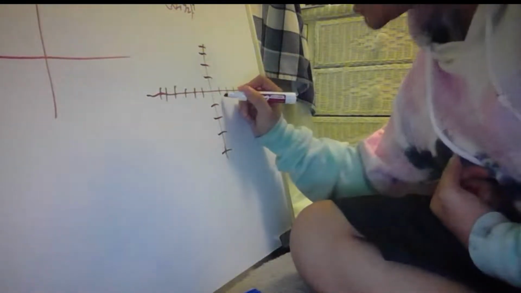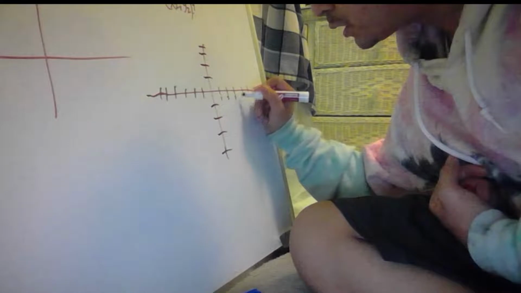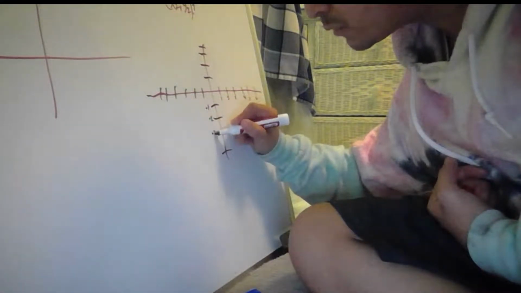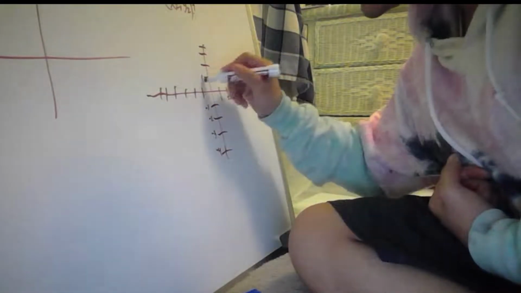So again, this is 1, 2, 3, 4, 5, 6. This is -1, -2, -3, and -4. 1, 2, 3, 4. Okay.